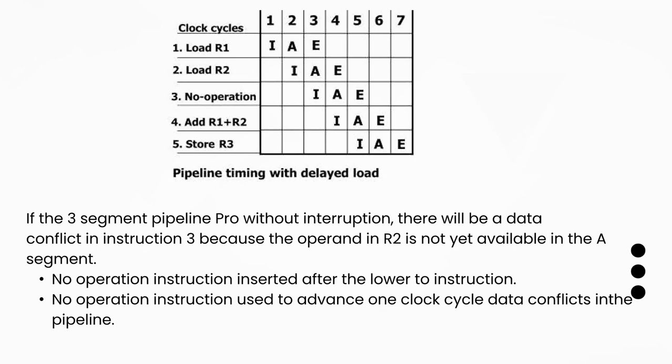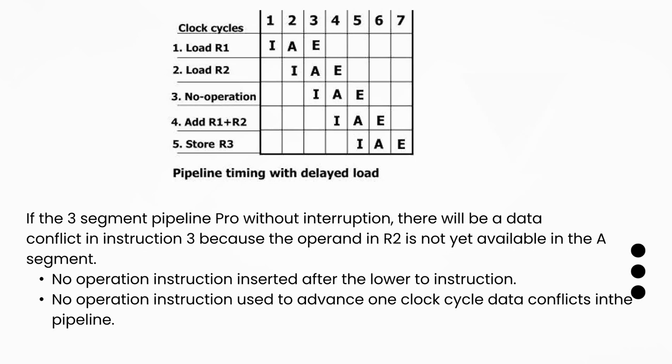Okay, you see the timing diagram, the clock cycles 1, 2, 3, 4, 5, 6, 7. At load R1, I is the fetch of the instruction, A is the ALU operation, E is the execution of the instruction. Load R2 is the same. Here we are inserting a no operation, which takes one more empty clock cycle for loading R2.